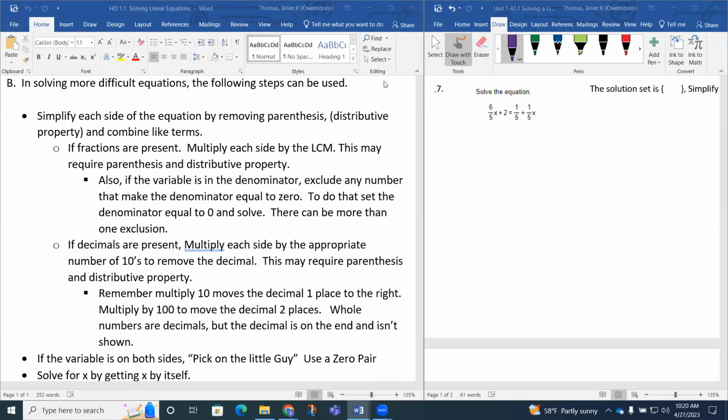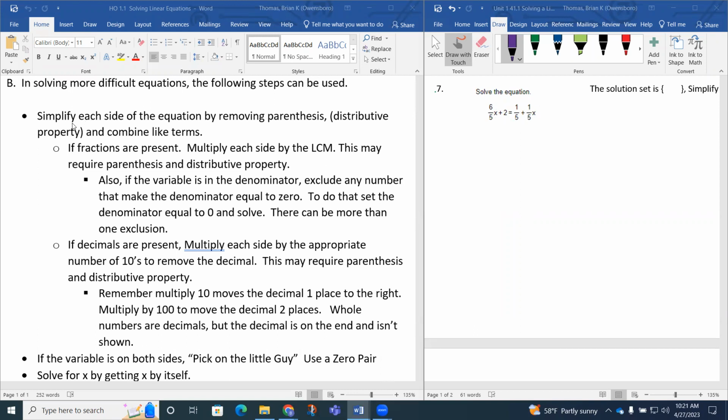So question 7, again, we want to solve this equation. Notice how, again, it looks like it's linear because x is a degree 1. So we're going to try to just get x by itself. But to do that, we first have to look at our steps here.